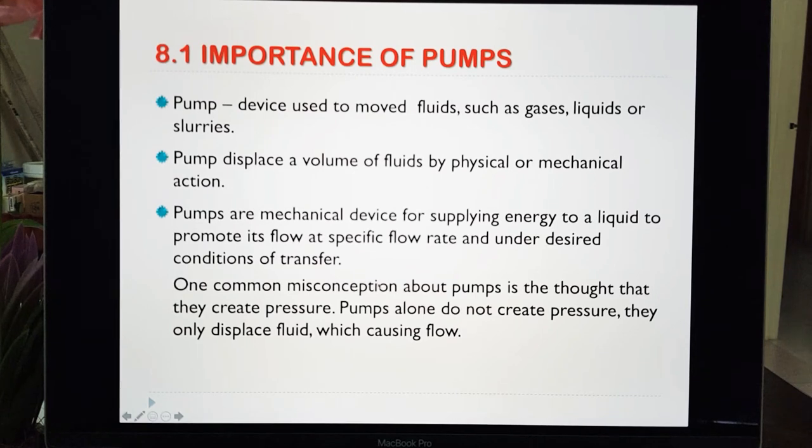However, one common misconception about pumps is the thought that they create pressure. Okay, a pump does not create pressure. Basically, they only displace fluid. They only transfer the fluid. However, it is the action of the pump together with the fluid that causes the different pressure and that causes the flow of the fluid. Okay, so it is not from the pump alone that creates the pressure.